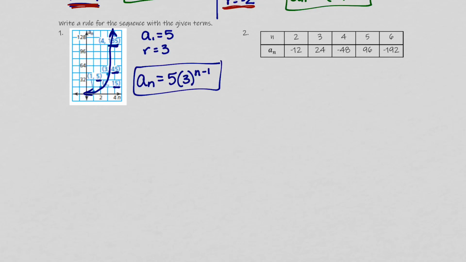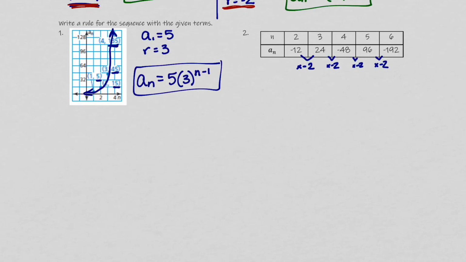Now, number 2 gives us a table. Well, I need to figure out what I am multiplying by to get to the next term. Well, from here to here, it goes from negative to positive, so I'm going to multiply by a negative number, and it looks like I'm just multiplying by a negative 2. Times negative 2, times negative 2, times negative 2.